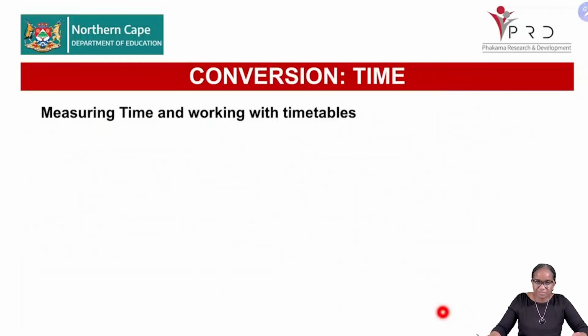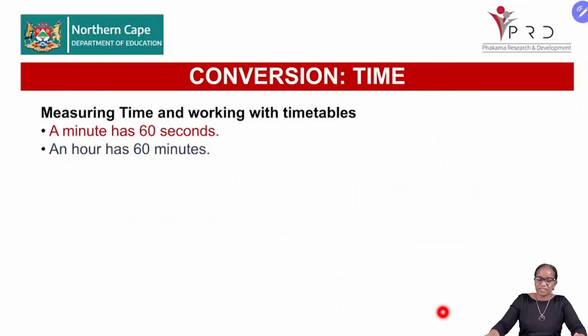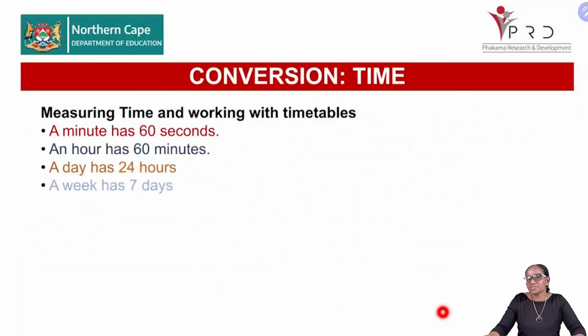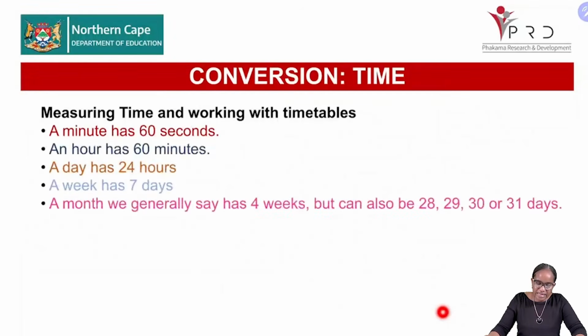Then measuring time. Time is such an obvious and the most common thing that we have learned ever since we were young. So we all know that the smallest unit is seconds. Seconds make up a minute. A minute is 60 seconds. Then from minutes, we have an hour, which equals 60 minutes. Then a day with 24 hours. A week with 7 days. Days make up months. And a month is generally 4 weeks. But months vary in days.